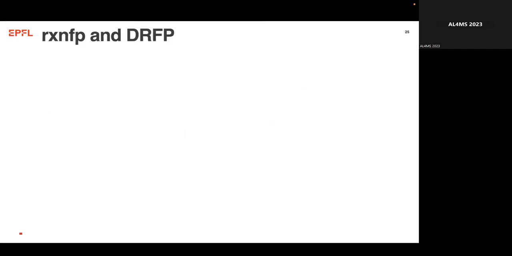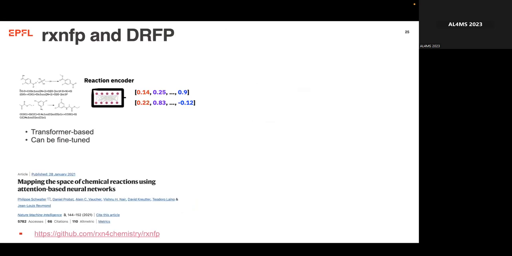Quick word on reaction fingerprint and DFT. The reaction fingerprint is a data-driven reaction fingerprint that was learned on a huge database of chemical reactions. Basically, the encoder model is a BERT model, which is a transformer model and very similar to what you know maybe from ChatGPT. Not exactly the same, but a very similar architecture. And it could technically be fine-tuned on your problem of interest.